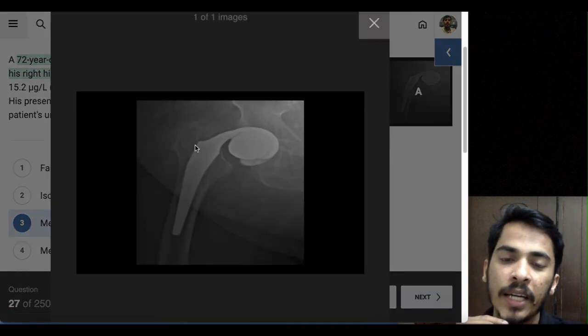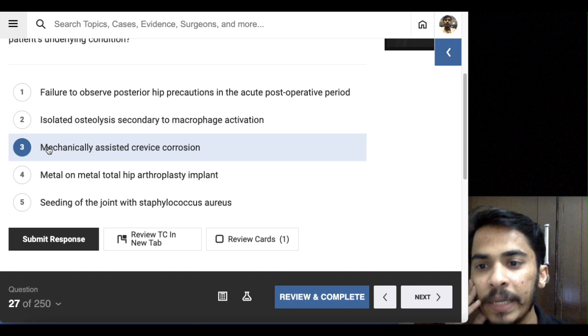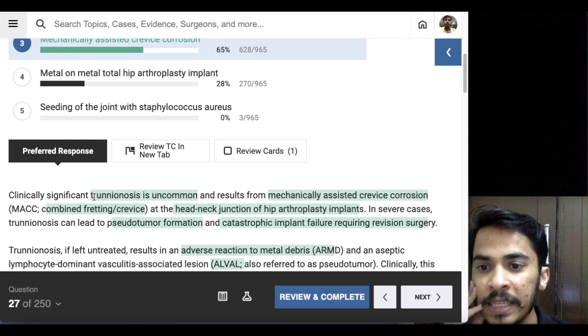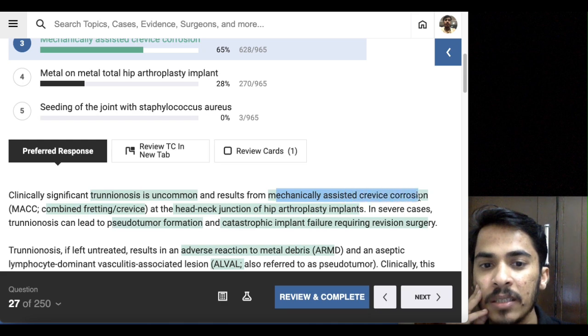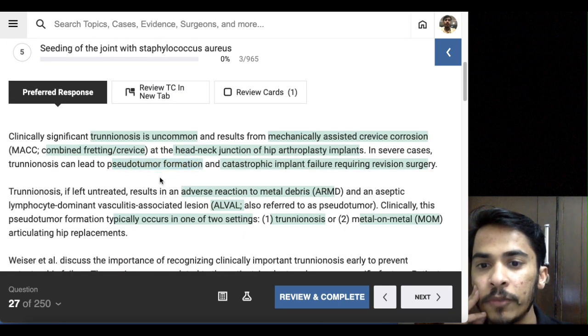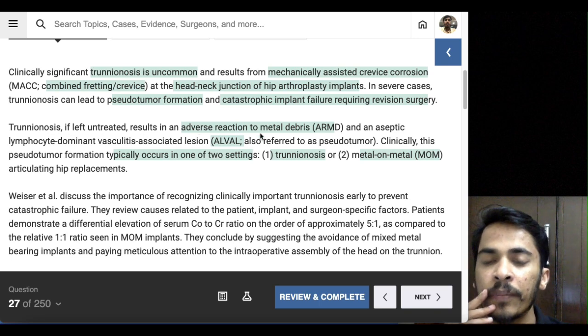Here we can see high metal levels in the blood. This is mechanically assisted crevice corrosion. Clinically significant trunnionosis is uncommon. It results from mechanically assisted crevice corrosion at the head-neck junction of the hip arthroplasty patient. In severe cases, trunnionosis can lead to pseudotumor formation and catastrophic implant failure requiring revision surgery. If left untreated, it results in ARMD, adverse reaction to metal debris, and aseptic lymphocyte-dominant vasculitis associated lesion.